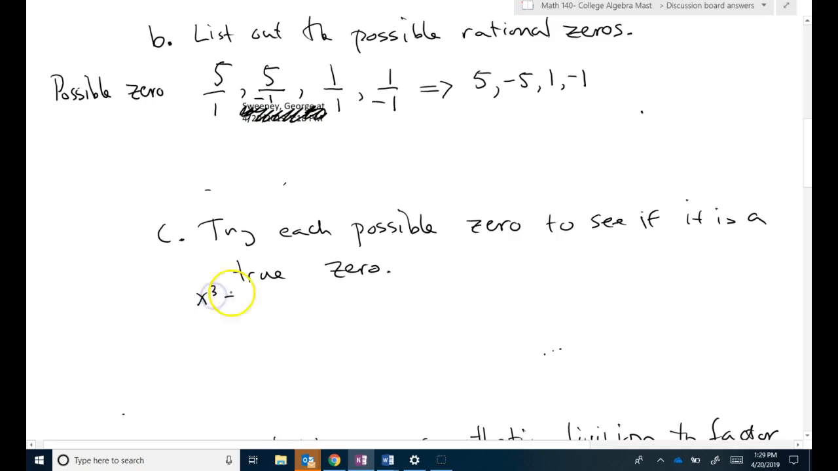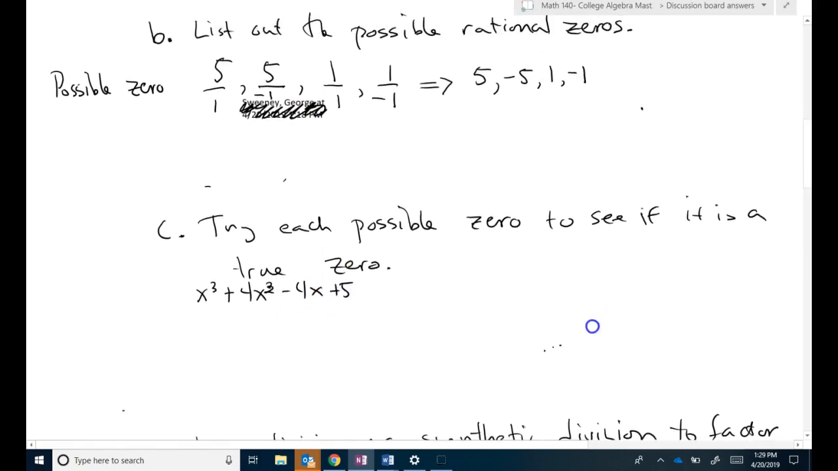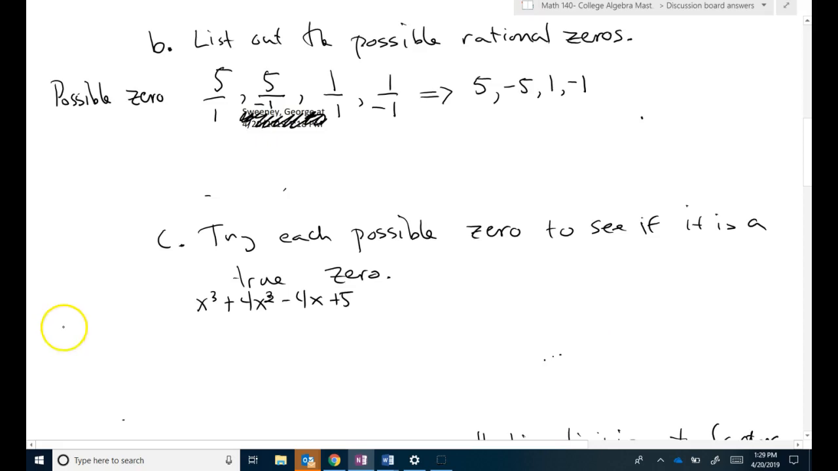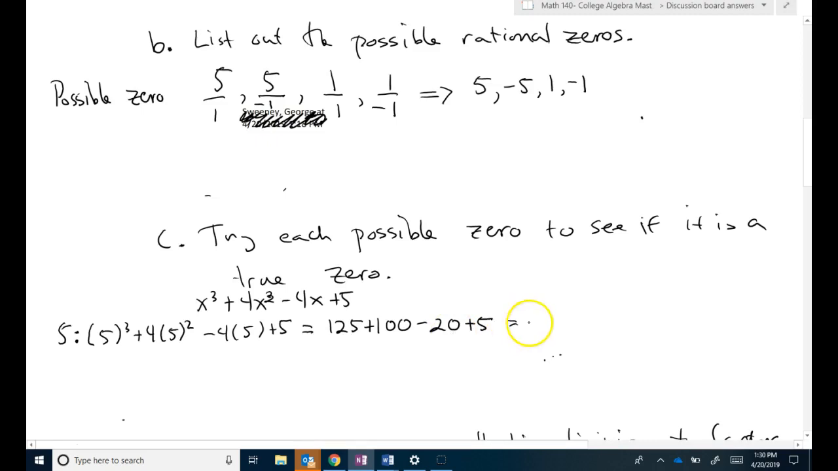So the polynomial I have is x cubed plus 4x squared minus 4x plus 5. Okay. So I'll start out with 5. By selecting 5, I'm now going to plug that in. That's going to give me 5 cubed plus 4 times 5 squared minus 4 times 5 plus 5. And that'll equal 125 plus 100 minus 20 plus 5. Well, when I take that, that's going to end up giving me 210. That's not equal to 0, so that means that that's not a zero.